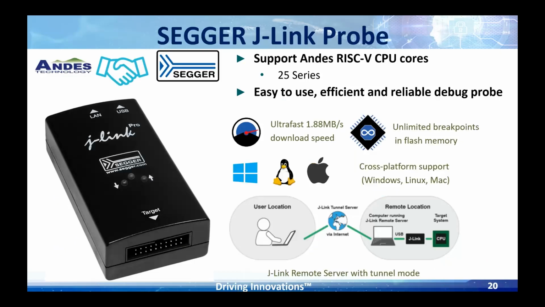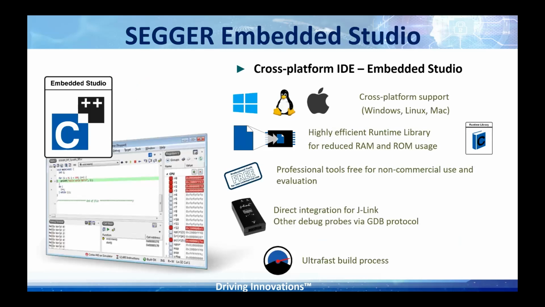For example, SEGGER just has announced recently, a few weeks ago, that they are fully supporting our 25 series CPUs. So that means now you can use the SEGGER tools to test, to debug our cores. With the SEGGER you have an ultra fast download of 1.88 megabytes into the RAM here. And SEGGER is also offering an Embedded Studio in case you don't like AndeSight. But I promise you, if you have tested it one time, you will love AndeSight. By the way, if you're for academic use, the SEGGER board is also free.